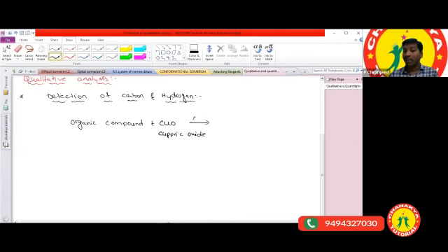For the organic compound, if we add a small amount of cupric oxide and heat at high temperature, then if the organic compound contains carbon, it is converted into carbon dioxide. If it contains hydrogen, it converts into the water molecule. Both exist in gaseous form only. So I'll write the same reaction separately.